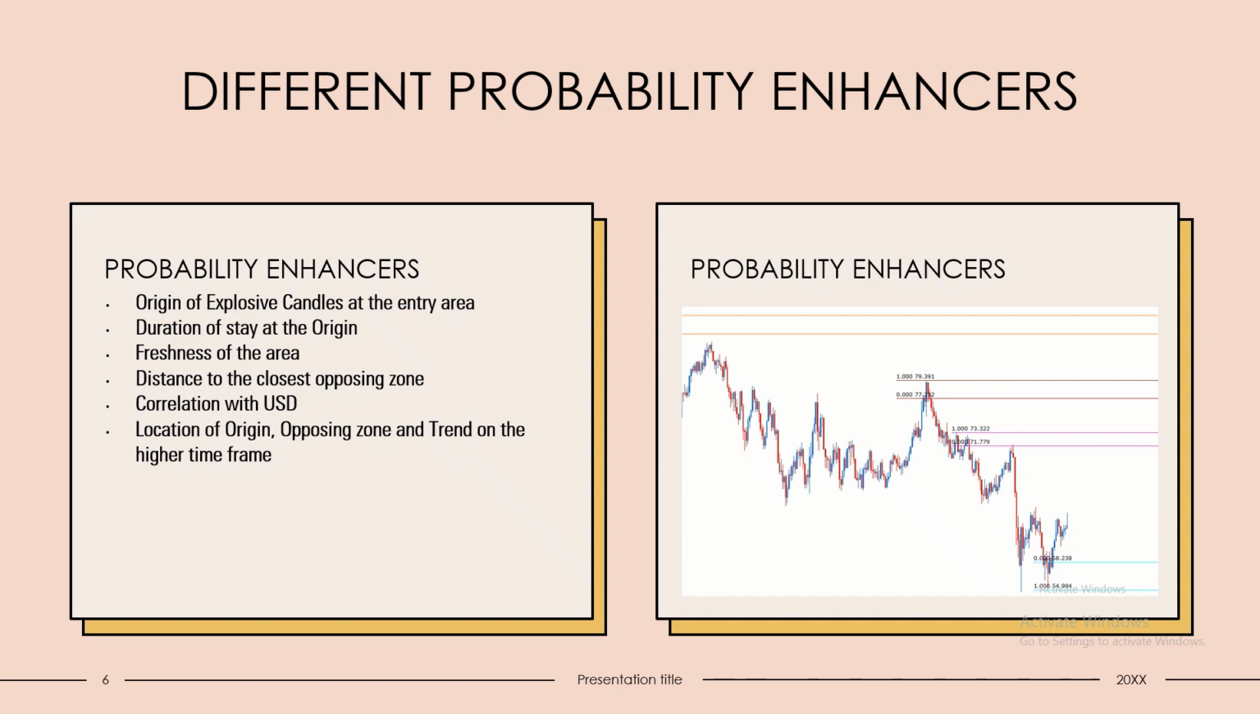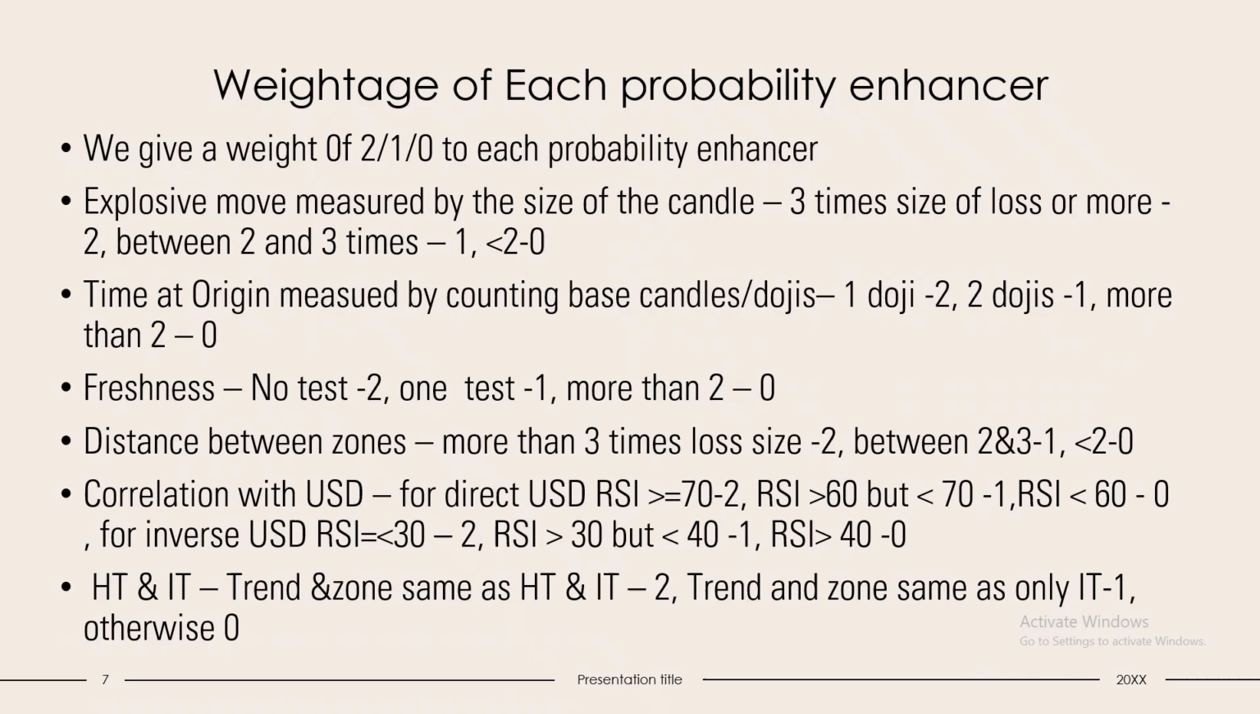The list of enhancers that we've got here starts with the origin of explosive candles at the entry area, followed by duration of stay at the origin. Then we talk about freshness, or the number of tests the area has had. Then we talk about the distance to the closest opposing zone, followed by correlation of the asset class with USD. And finally, we talk about the location of the origin, opposing zone, and the trend on the higher time frame.